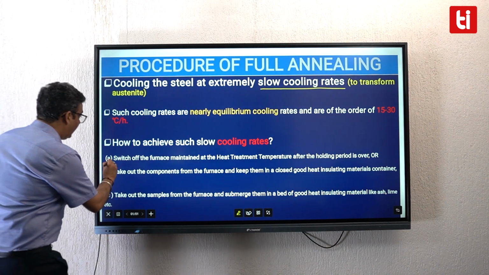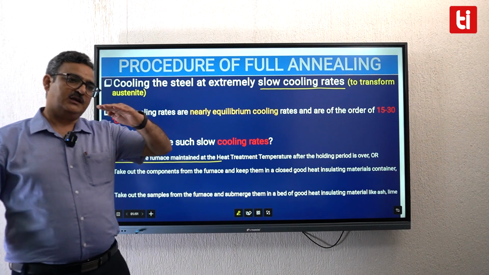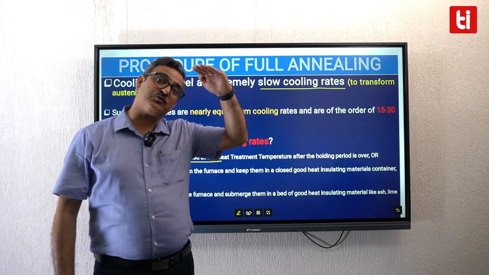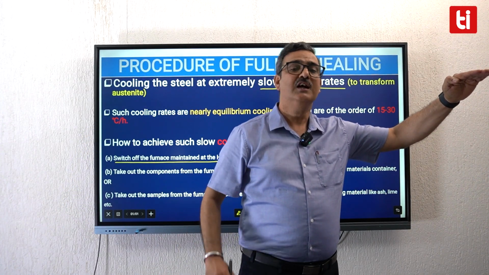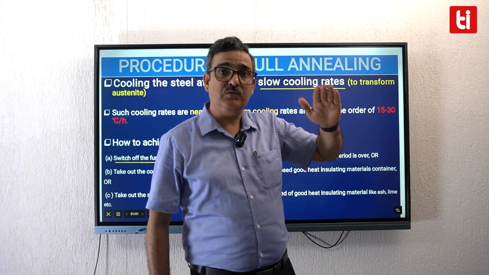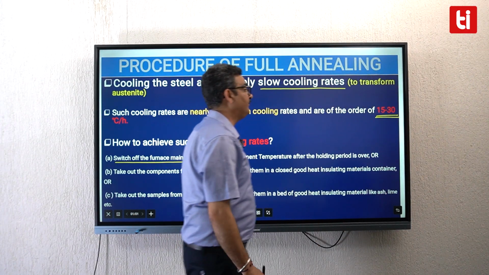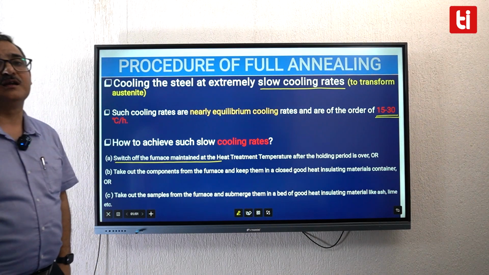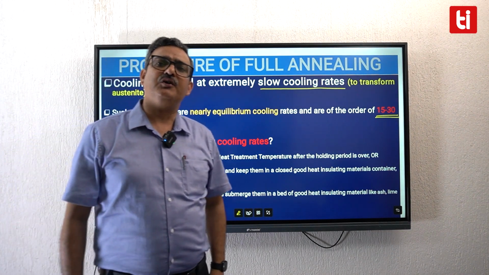Students, either you switch off the furnace from the heat treatment temperature. In the first step, you took the steel components to the heat treatment temperature. In the second step, you held them for some period of time over there. Now, switch off the furnace. The furnace will come down at cooling rates as slow as this, 15 to 30 degrees centigrade per hour. But some would say, sir, why are you blocking the furnace for such a huge period of time?